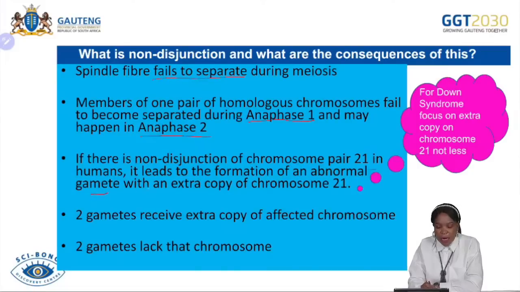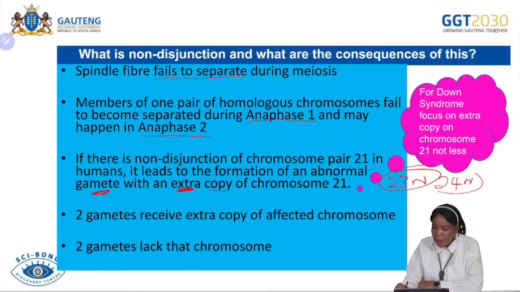Why is the gamete abnormal? Because this gamete is going to have an extra copy. Remember, for a gamete we want it to have 23 chromosomes. But if our gamete has an extra copy, it may have 24 chromosomes. And then what is going to happen if this gamete fertilizes a normal gamete? This is where we say it leads to Down syndrome.